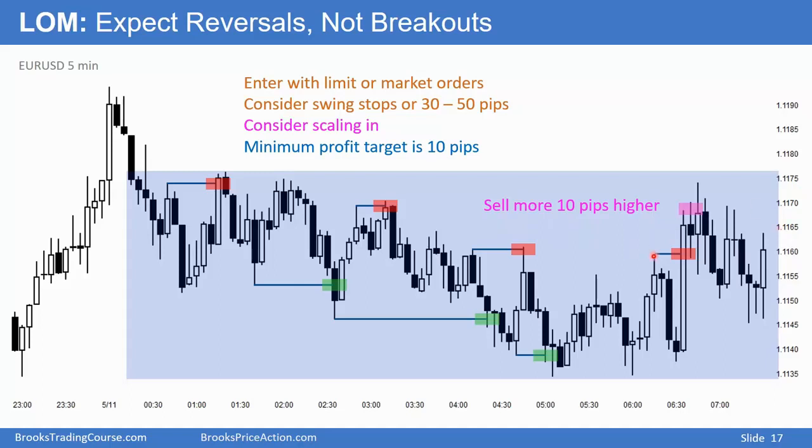For example, a bear might sell at this high, get filled here, place a limit order to sell more 10 pips higher, and maybe a stop 30 pips above his first entry. And then when it comes back down to his first entry, he gets out break even on this entry over here, and he gets out with a profit on this entry.